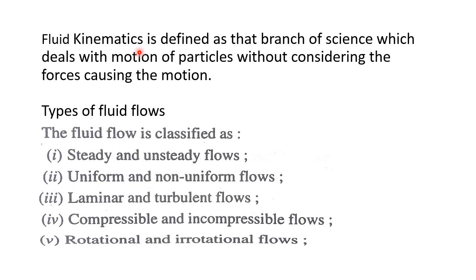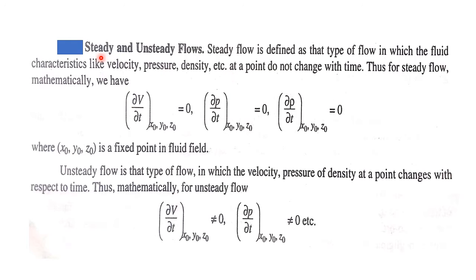Here we will study the different types of fluid flows. Fluid flow is classified as: first, steady and unsteady flows; second, uniform and non-uniform flows; third, laminar and turbulent flows; fourth, compressible and incompressible flows; and fifth, rotational and irrotational flows. Now let us study them one by one. First we will study steady and unsteady flows.